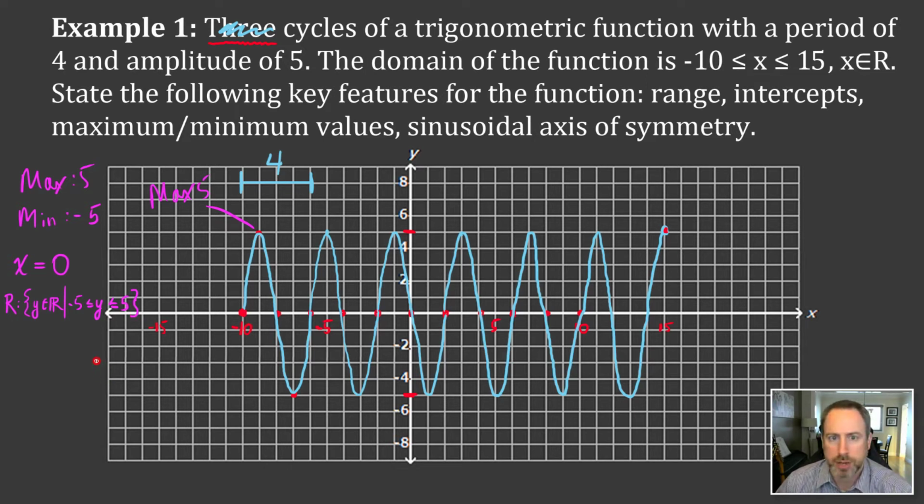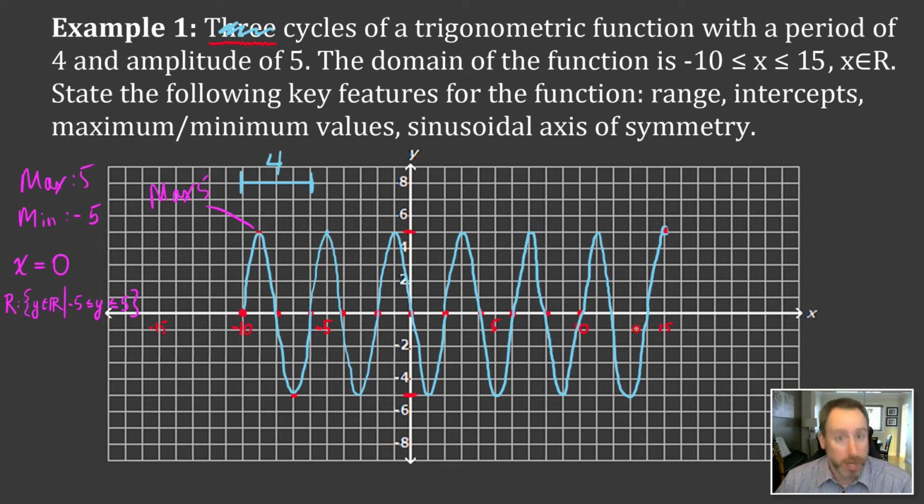Pretty easy. And I think I've got one more thing to do, the intercepts. We've been asked to list the intercepts. Now, in this example, there's lots of intercepts: -10, -8, -6, etc. So you go ahead and list those. I'm not going to bother doing that, but you would list your intercepts.